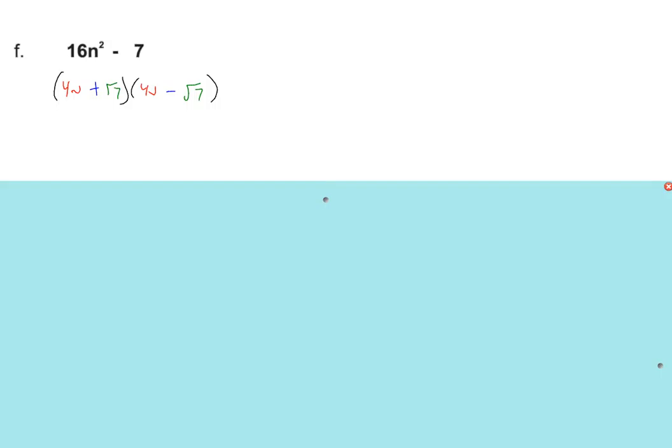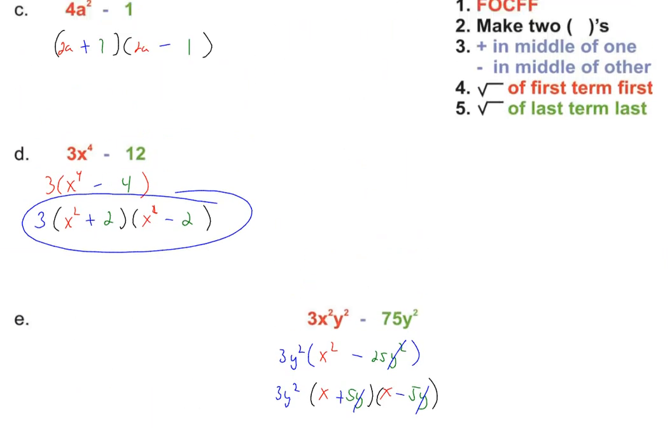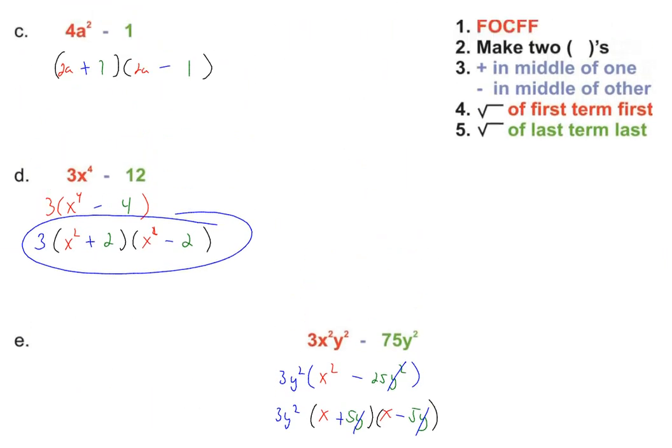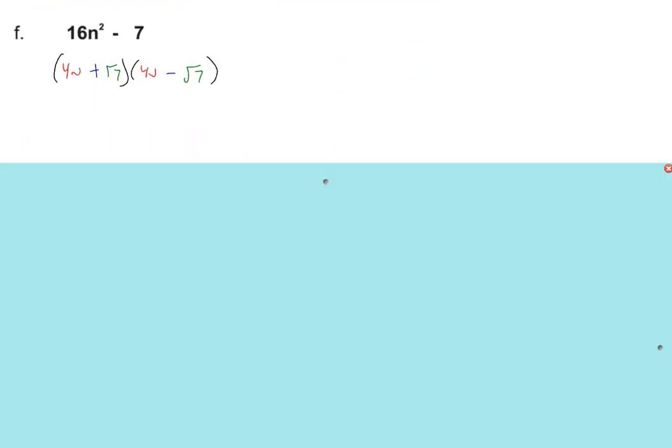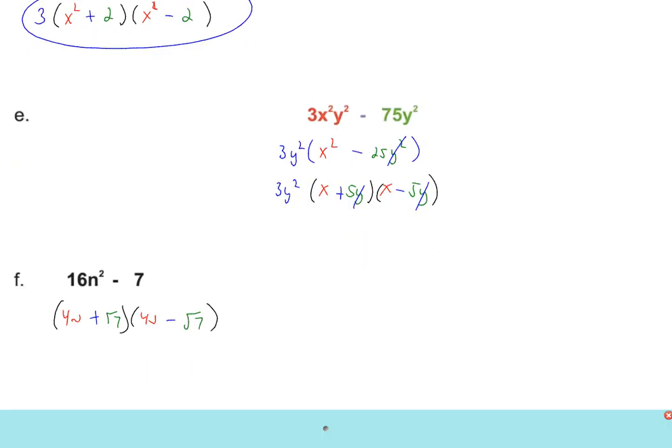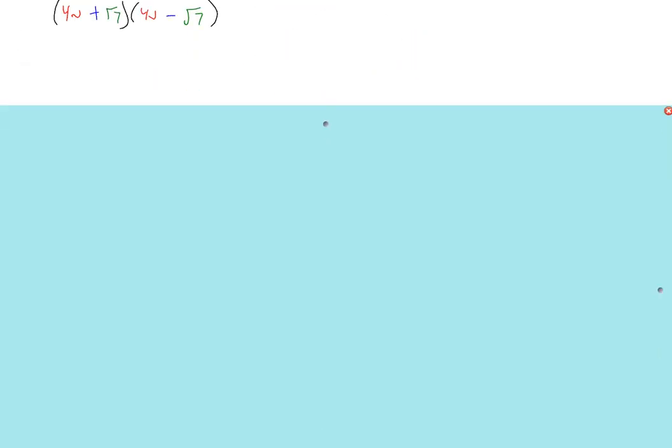Even though technically that 7 isn't a perfect square, we can kind of force it that way. And there are times in math when we want to be able to do something like that as a means to an end. But look, that's our thoughts, right? Factor out common factors, none. 2 parentheses. Plus in the middle of 1, minus in the middle of back, square root of the front in the front, square root of the back in the back. That's it. That's the pattern. Follow the pattern. All right, let's do the last one here.